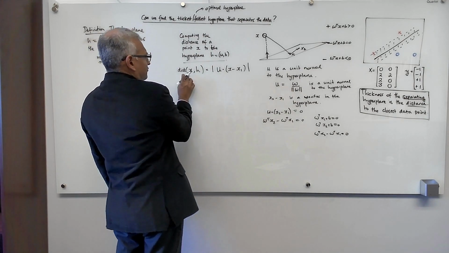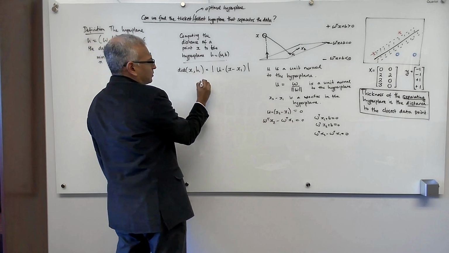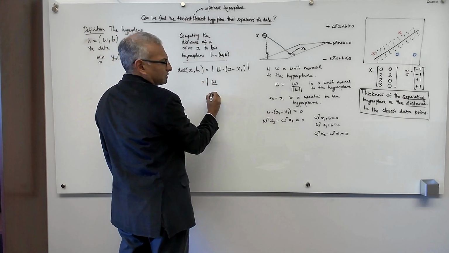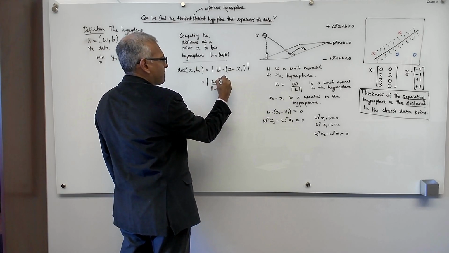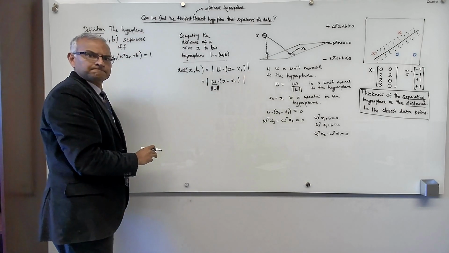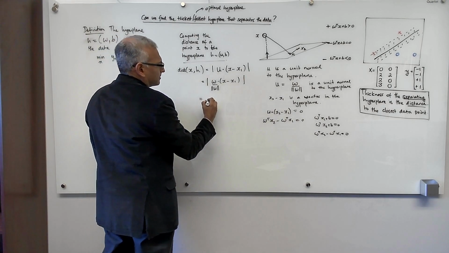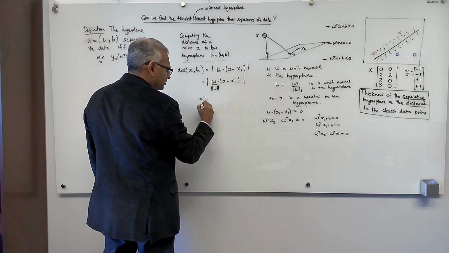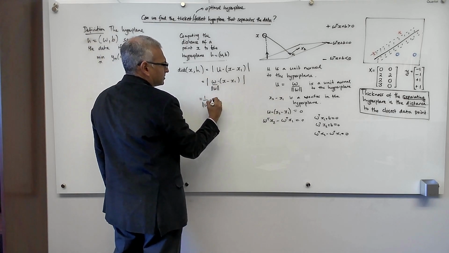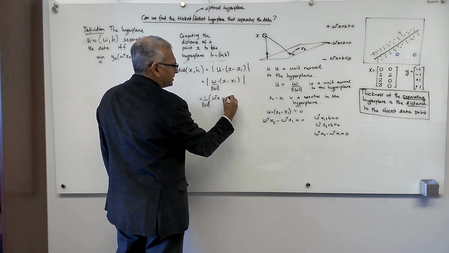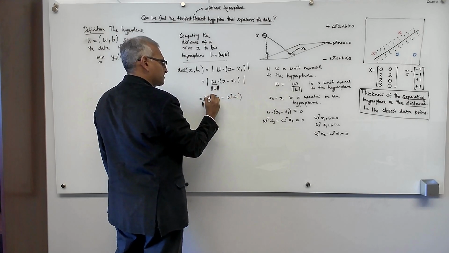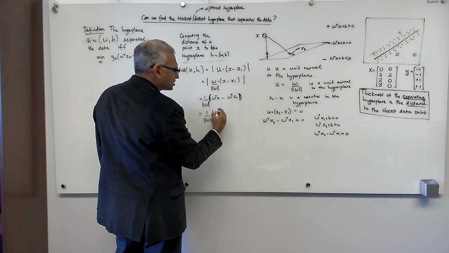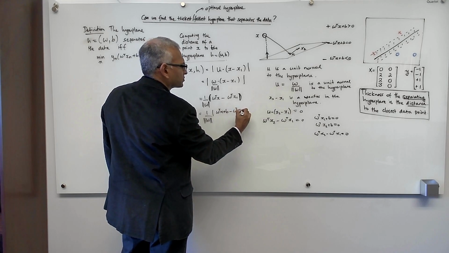So the distance from a point X to the hyperplane H is equal to the absolute value of U, which is W over the norm of W, dotted into X minus X1. And this is equal to, we can pull out the norm of W from this because it's dividing the whole thing and it doesn't affect the absolute value. So this is 1 over the norm of W, times the magnitude of W transpose X minus W transpose X1. But this is equal to 1 over the norm of W times W transpose X plus B minus W transpose X1 minus B.